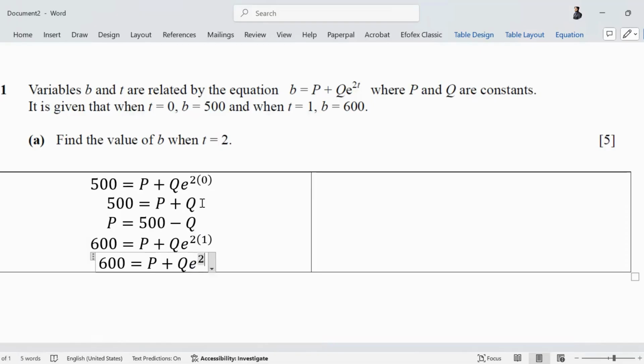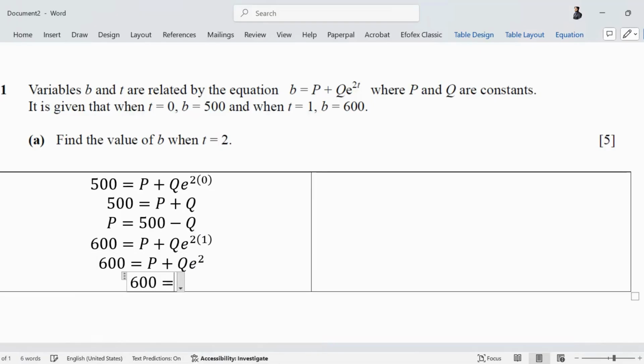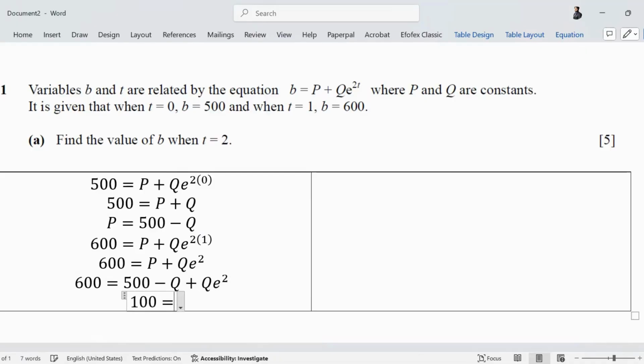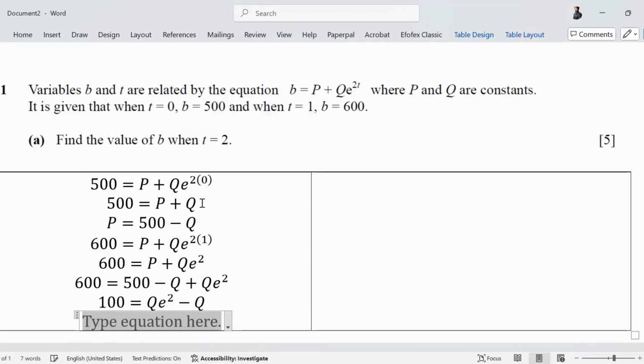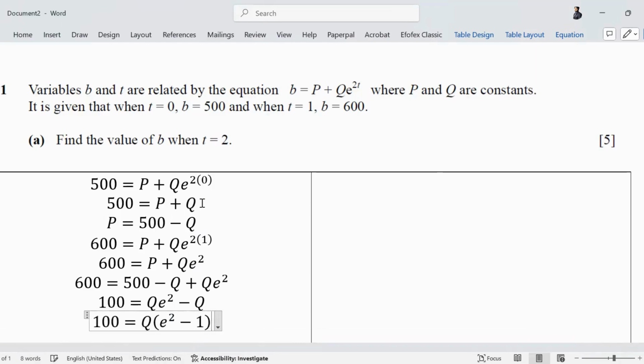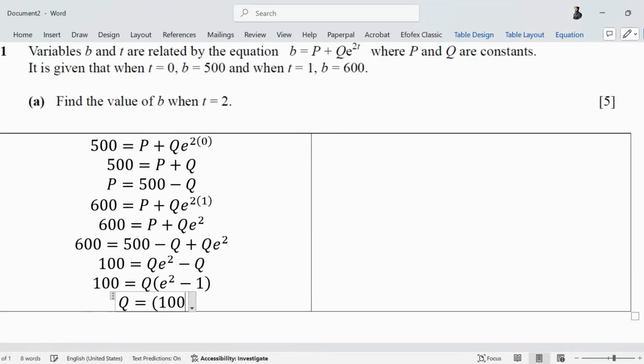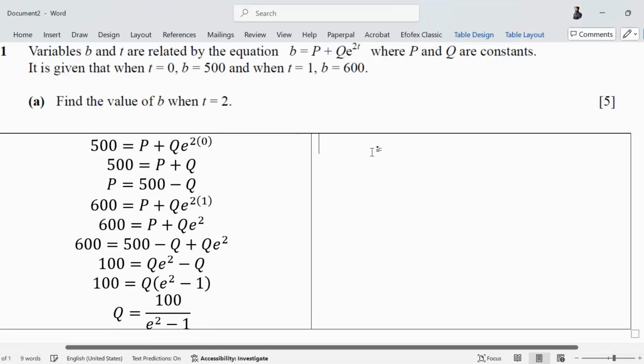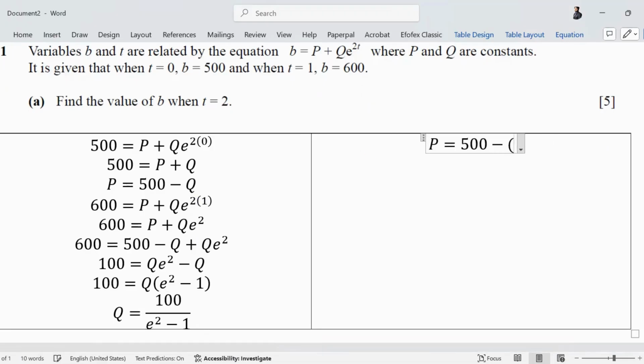500 minus q. If I plug it in this one, 600 is equal to 500 minus q plus q e square. 500 is here, so 100 is equal to q e square minus q. 100 is equal to q common, e square minus 1. So q is 100 upon e square minus 1, I'm letting it be as it is. And p is 500 minus 100 upon e square minus 1. Is this clear? This is p and this is q.